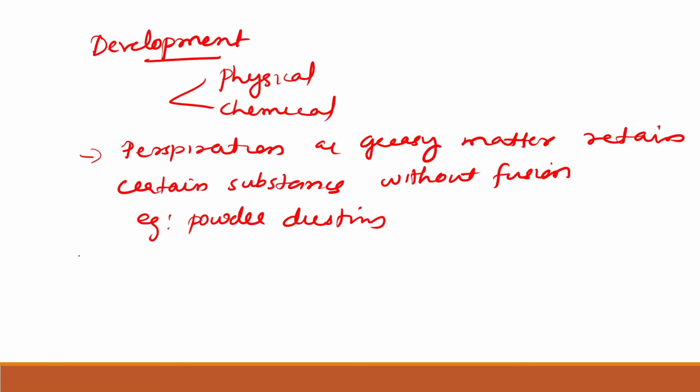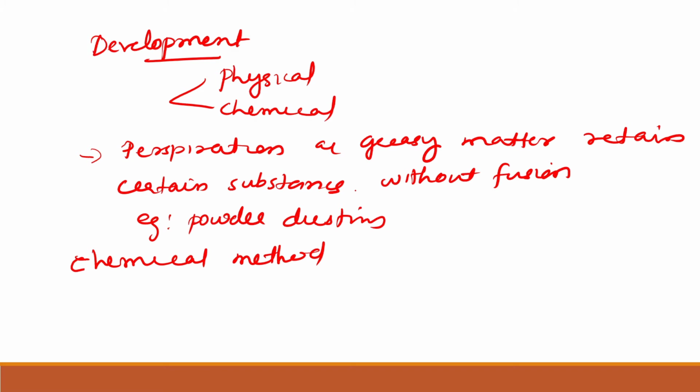And chemical methods alter the components of perspiration. Here the perspiration and greasy matter retain certain substances without fusion. So if we dust this powder on the surface of latent prints, the perspiration and greasy matter of that print helps to retain the powder, and we will get the print accordingly.